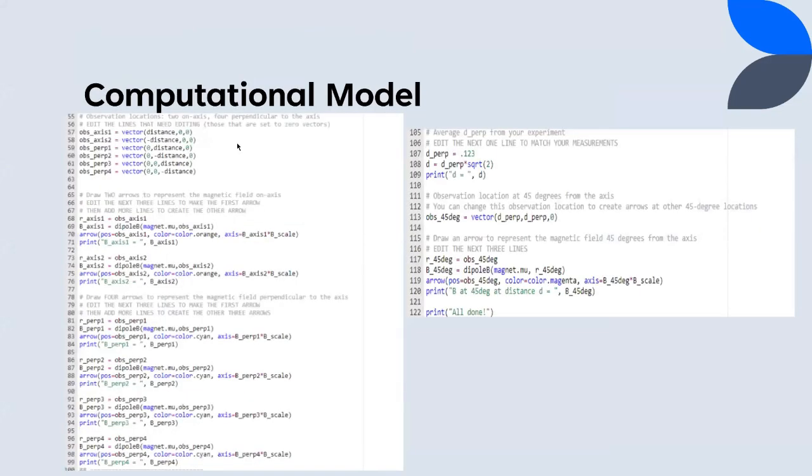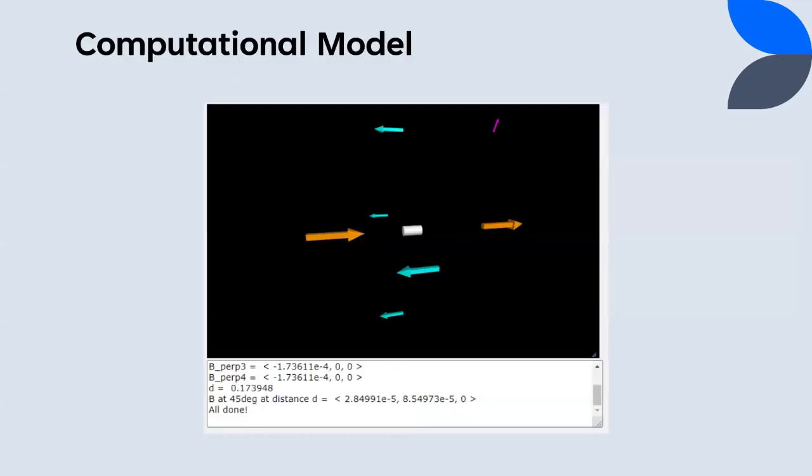Continuing on, we define our position vectors for our magnetic field, and we create arrows, orange ones representing the on-axis, and a second color representing the perpendicular magnetic axis. And we use the function we defined earlier to calculate the magnitudes of these arrows. And then for our distance, we use 0.123 from our data earlier. And we create a magenta arrow to represent our observation point, which is at 45 degrees. So this is the result of our computational model.